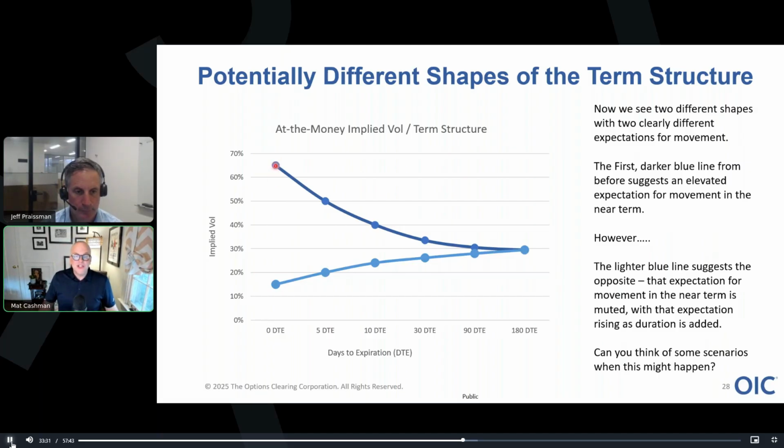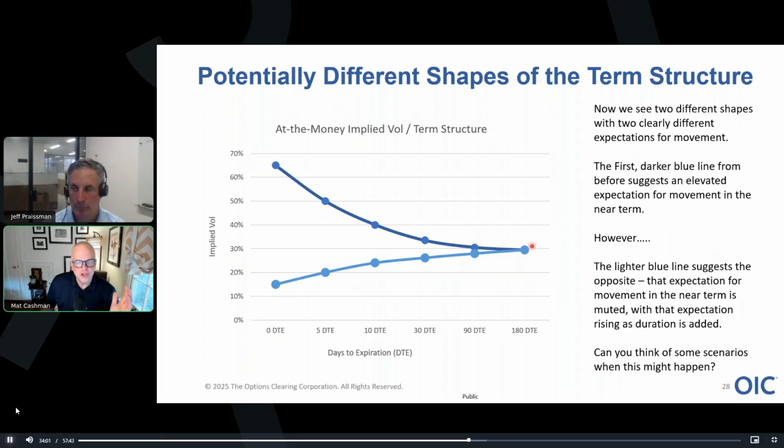And so what you might have in that situation is all of that expected tension that was happening in the front of the curve just totally evaporates. And in that case, you might see a term structure priced in this way. But what you need to do is be able to look at this term structure, and even if you don't have this dark blue line that existed beforehand, be able to look at this light blue term structure and say, okay, right now, the market is pricing in not a whole lot of movement.